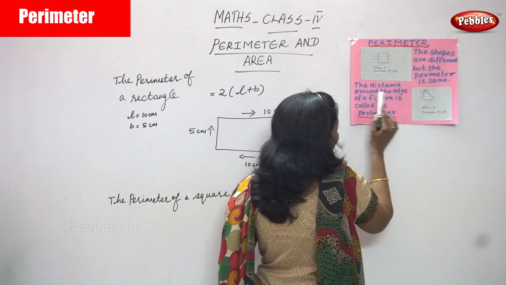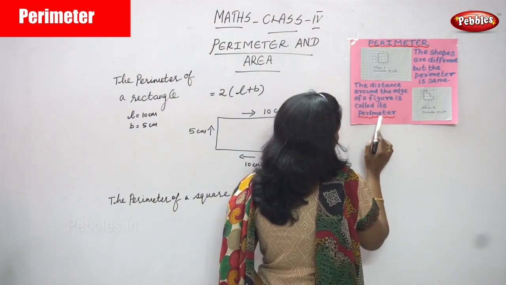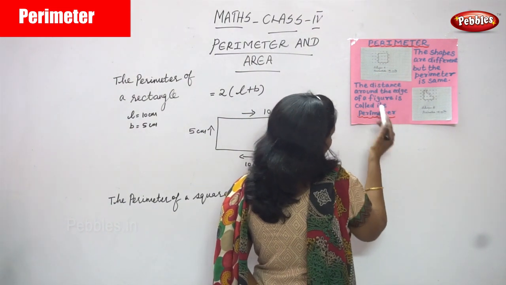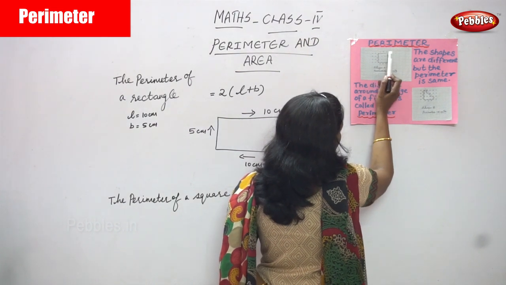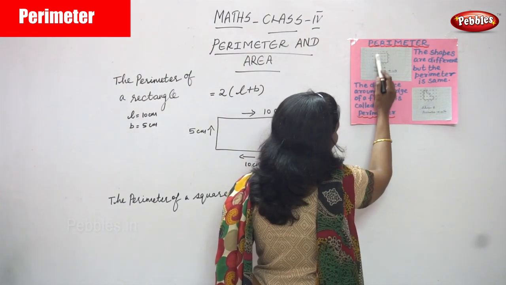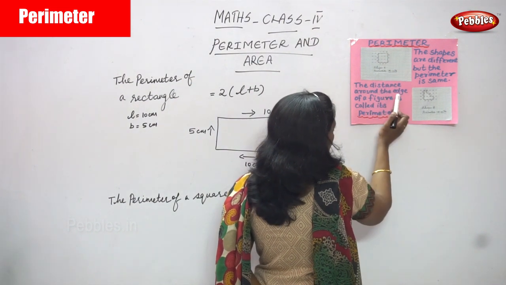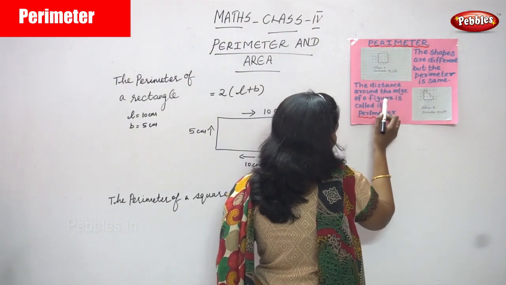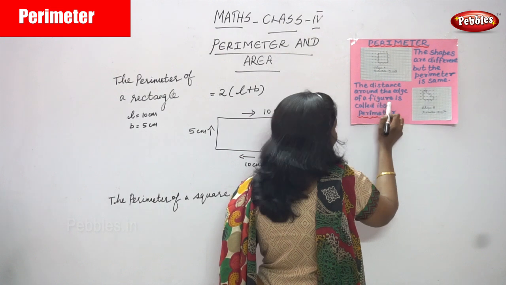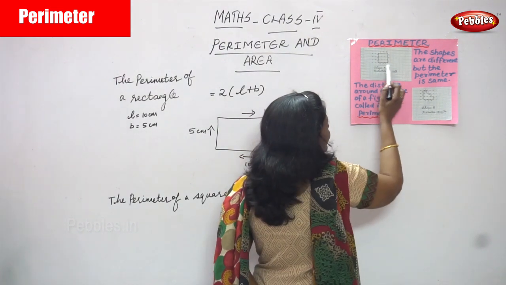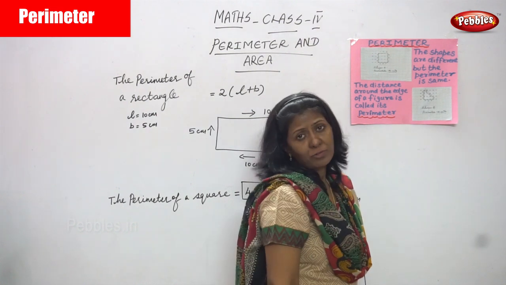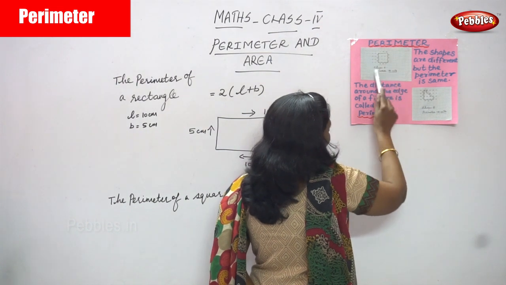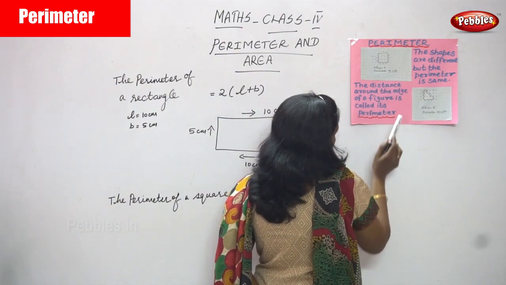The distance around the edge of the figure is called perimeter. So this is a square, it is called a shape, and we can also call it a figure. This one edge, this one edge, this one edge, this one edge, so altogether four edges. So all four edges' distance of a figure is called perimeter. That means the outer surrounding of the figure. That is what the distance around the edge of the figure is called: perimeter.